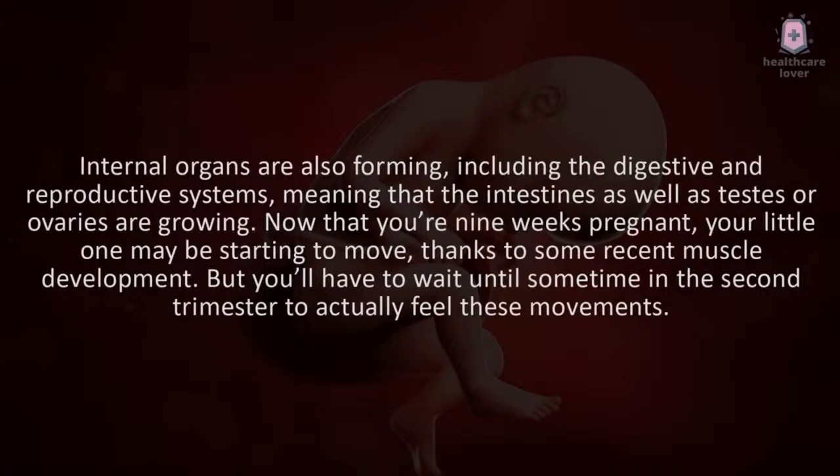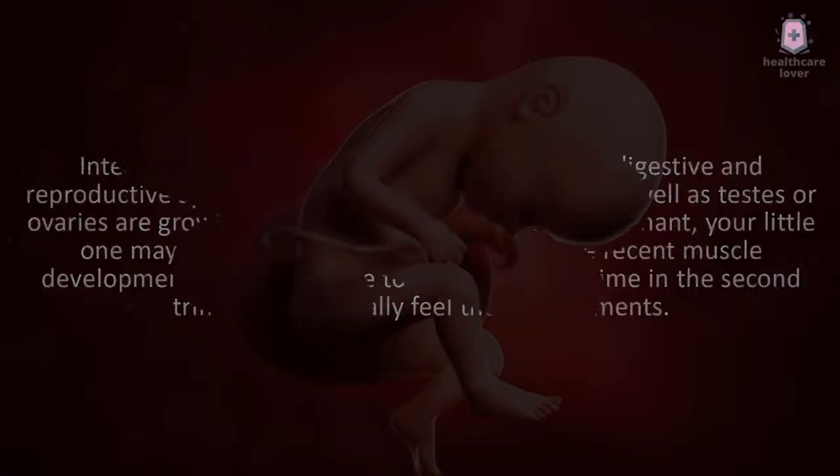Internal organs are also forming, including the digestive and reproductive systems, meaning that the intestines as well as testes or ovaries are growing. Now that you're 9 weeks pregnant, your little one may be starting to move, thanks to some recent muscle development. But you'll have to wait until sometime in the second trimester to actually feel these movements.